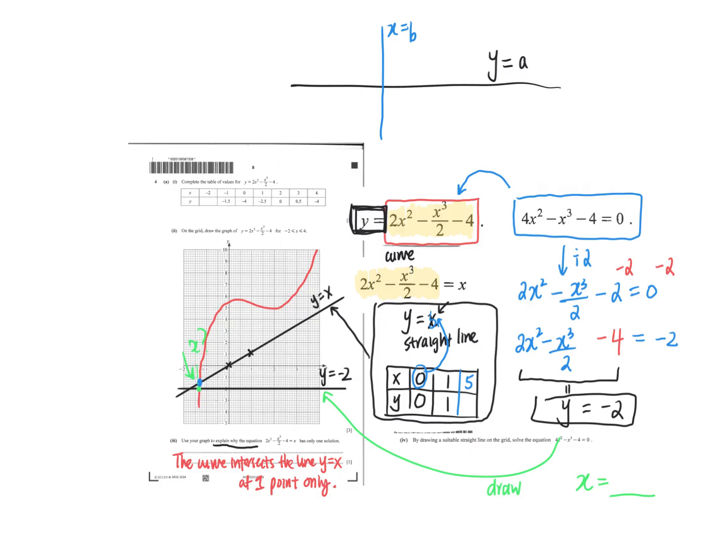So this is the equation that you draw. Teacher, I put 0, 1 can already. Yeah, 2 points only.